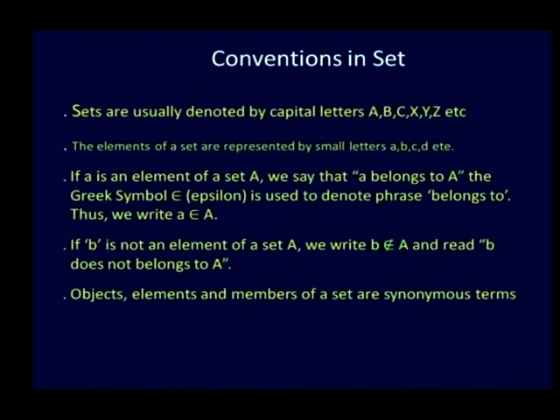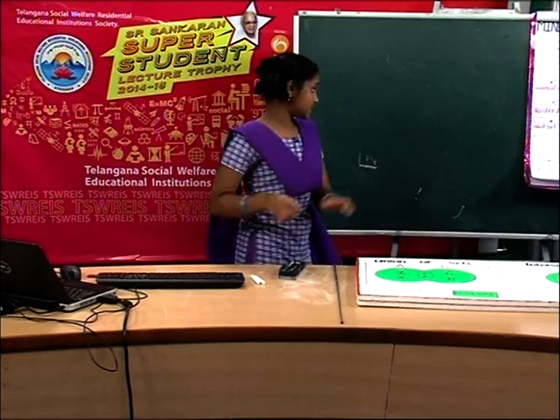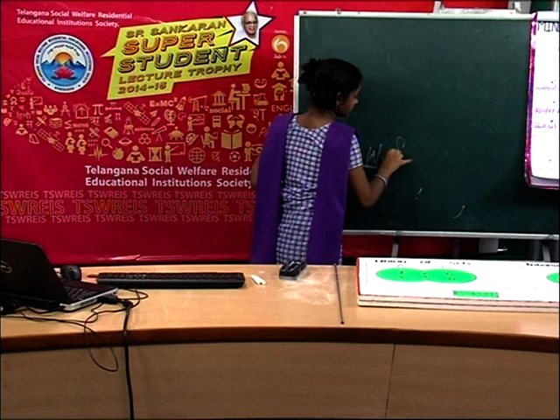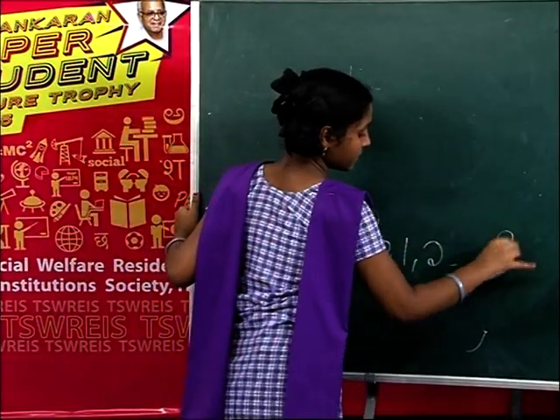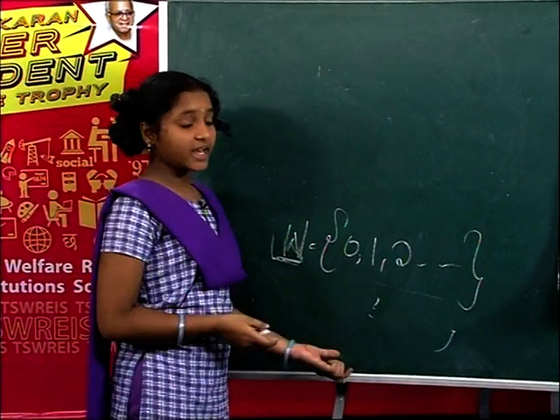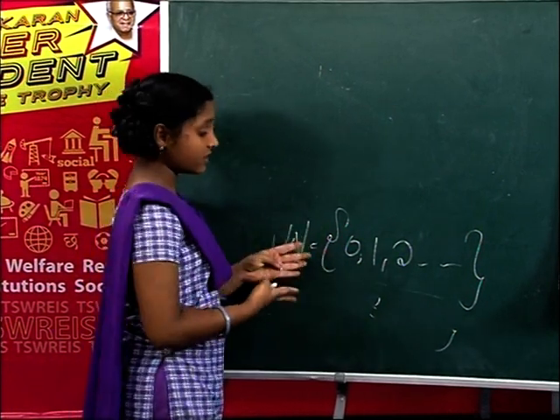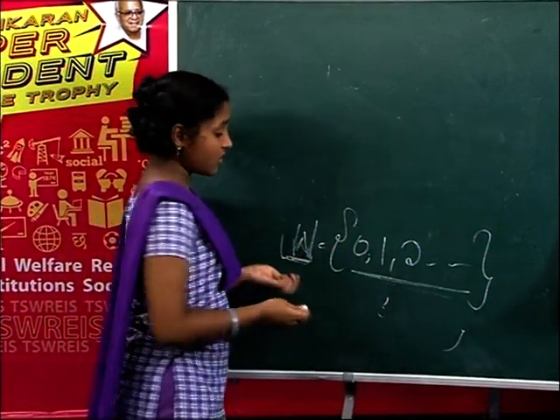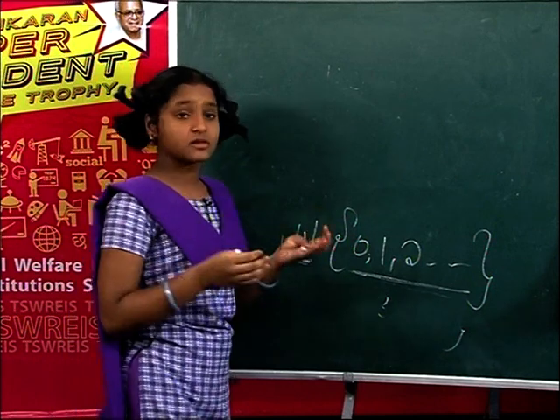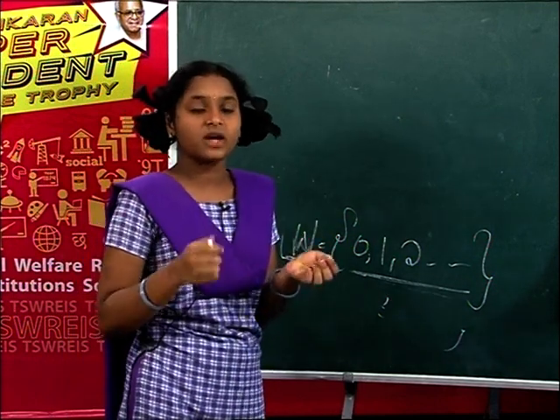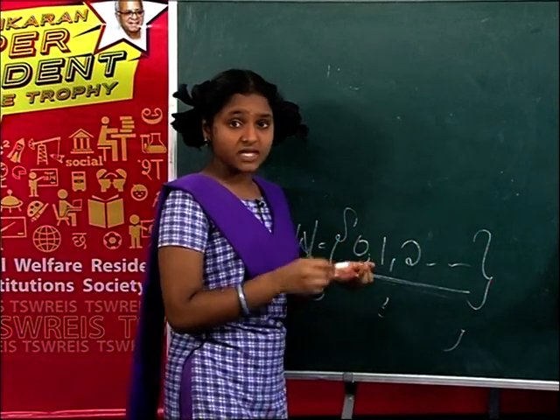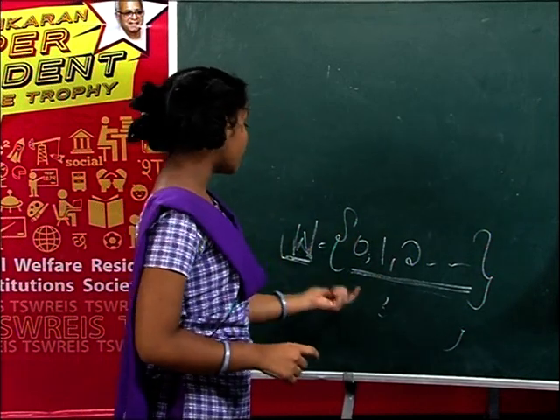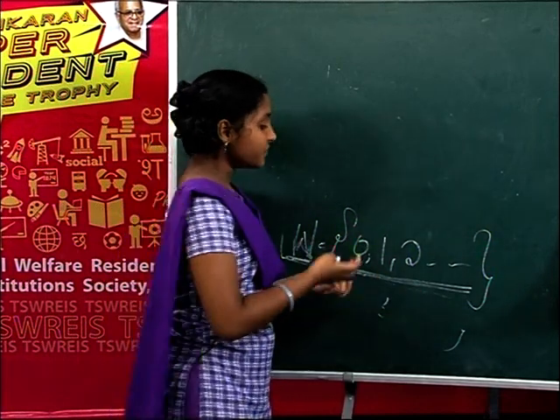Next, elements of sets. Elements of sets means here we take the whole numbers, the letters, or anything we wrote inside the set, which is called elements, objects, or members. These three are called synonyms: elements, objects, members. The objects we wrote inside the set are called elements.